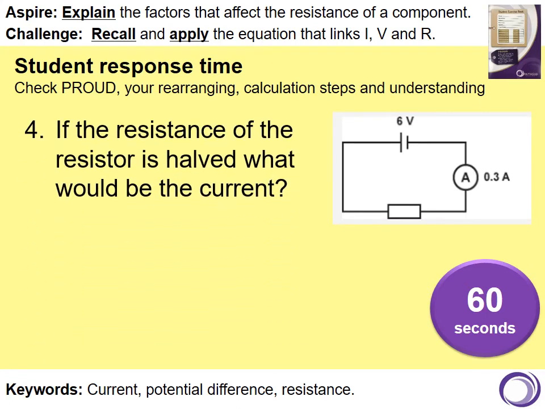Okay, question 4 then. So, if the resistance of the resistor is halved, what would be the current? Now, we recognise this diagram because it's from question 3, so you could probably work it out mathematically, or you could give a general pattern of what you think would happen. But you've got 60 seconds to complete this question.